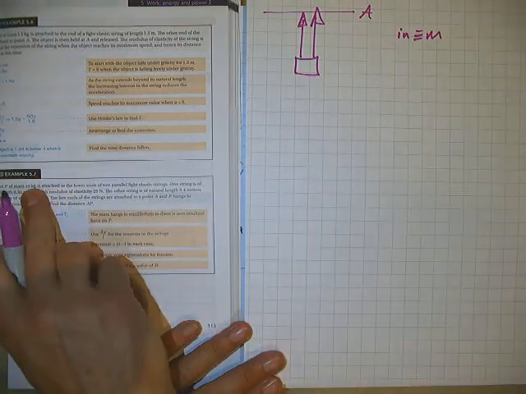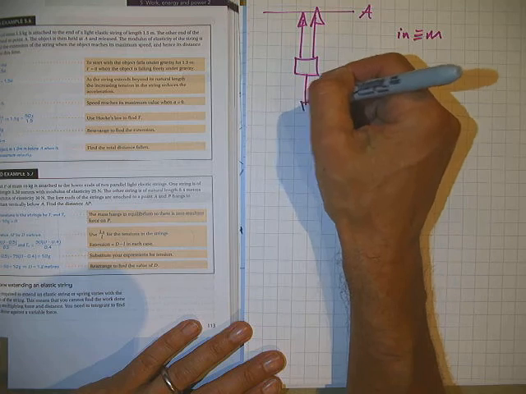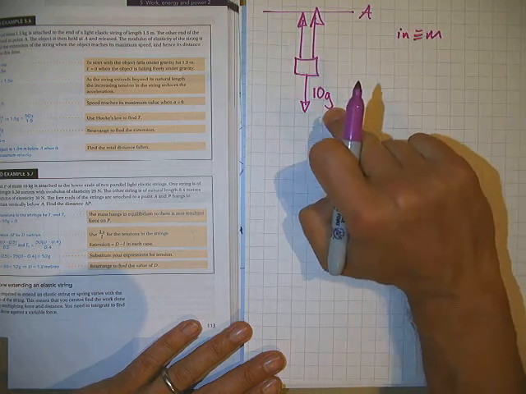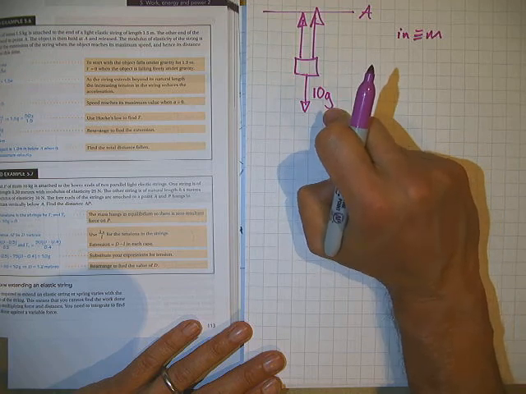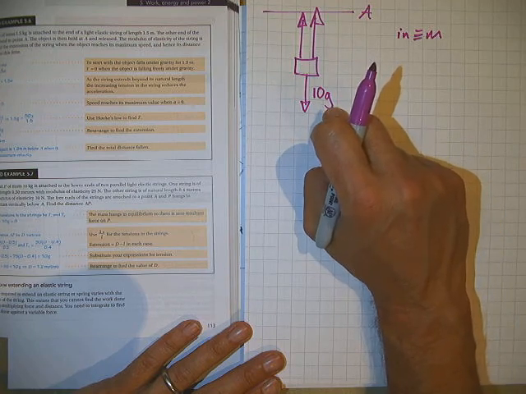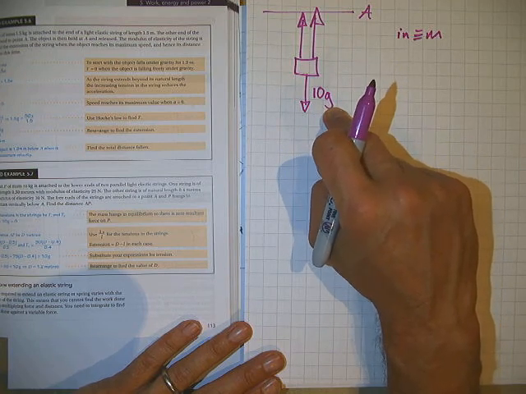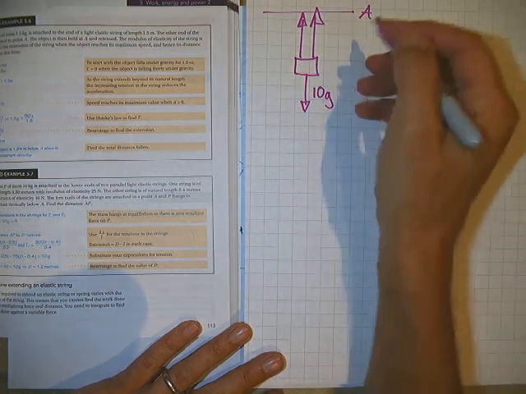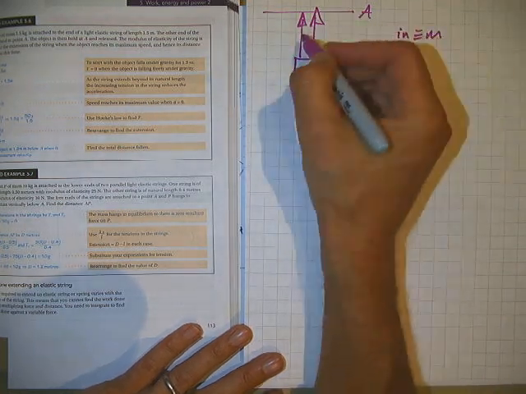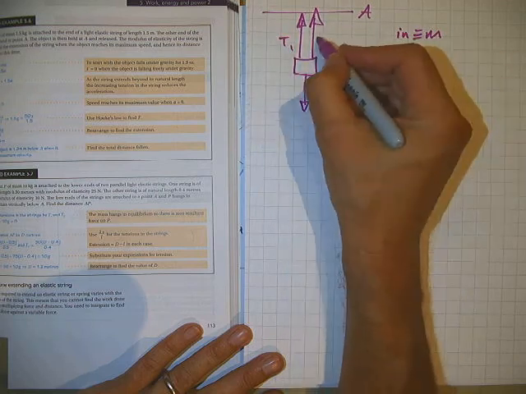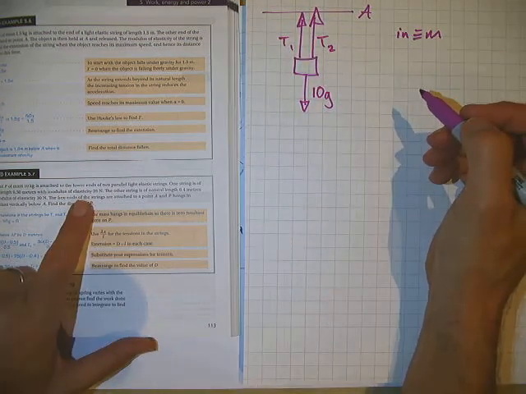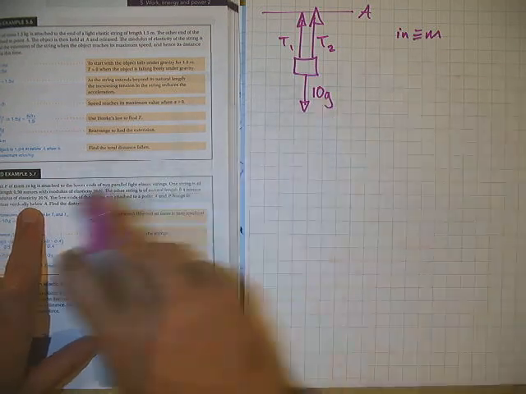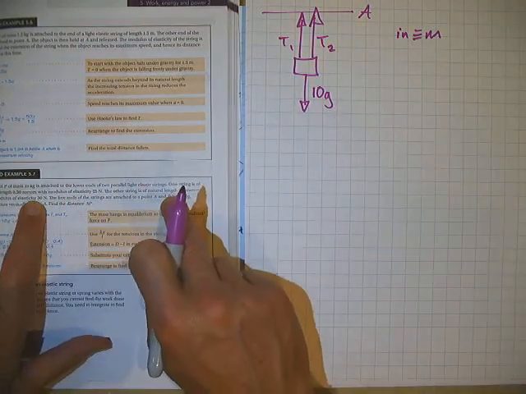And it's an object of mass 10 kilograms, so I can add a weight to the diagram, 10g. That g is not the same g as in kilogram. That's 10 times 9.8 meters a second squared, or whatever they want us to use in this question. So we've got two different strings, a tension in one and a tension in the other. Is this a question about stiffness, or is it a question about modulus of elasticity and natural length? Modulus of elasticity and natural length.